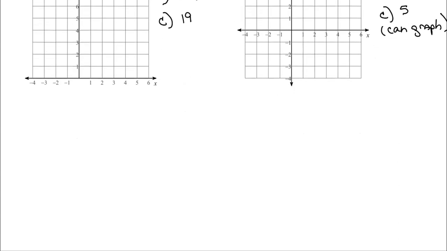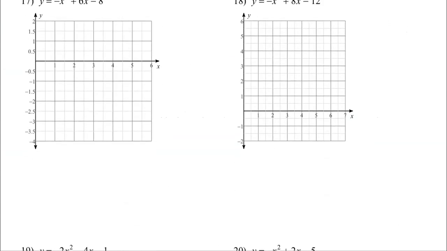Okay? All right, so then I'm going to do a couple more, and then I'm going to leave the last 2 for you to do totally on your own. So for 17, what I find is that I have a leading coefficient that's negative, so that's going to be down and down. And my vertex for number 17 is going to be 1, 1. And my y-intercept is going to be -8, and you can graph that.